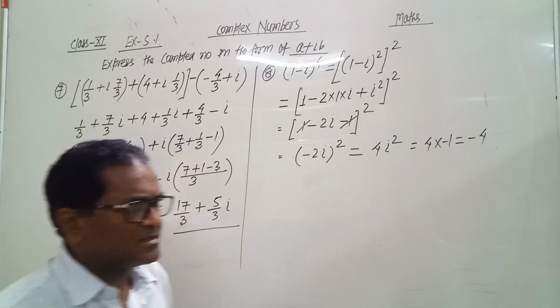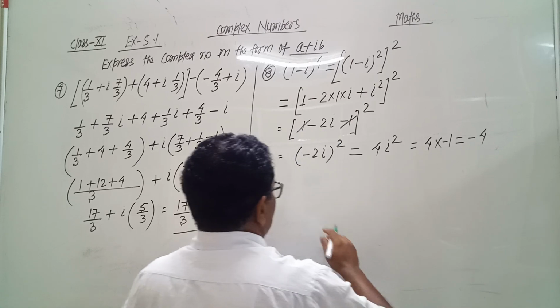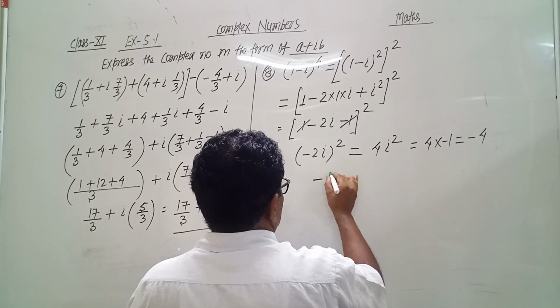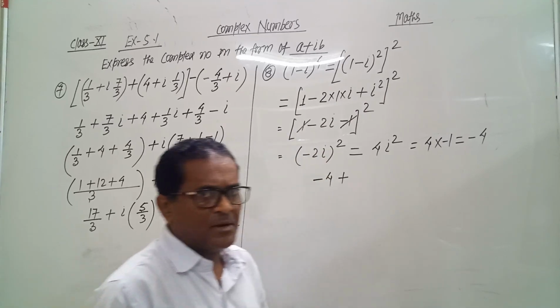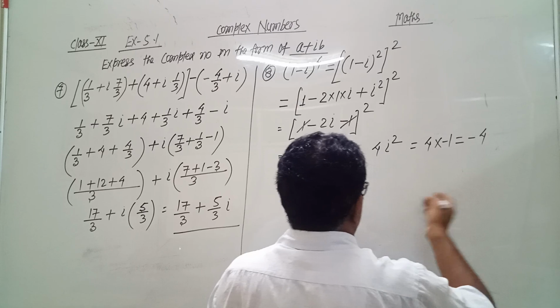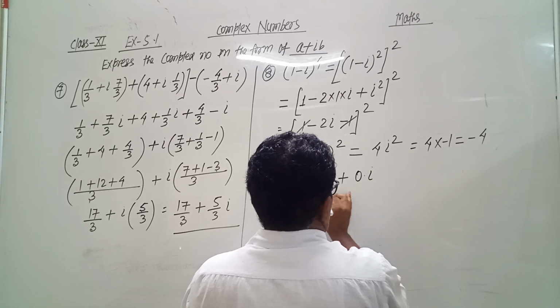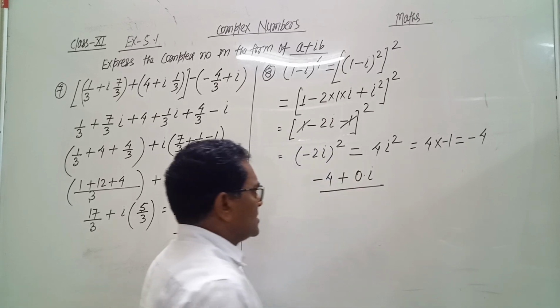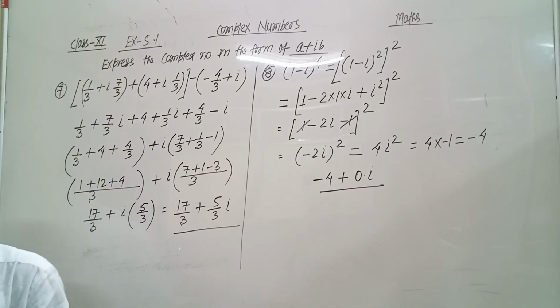Then we have to express in the form of a plus ib. So we can write minus 4 plus 0i. This is a pure real number because there is no term containing the imaginary part, where the real part is minus 4 and the imaginary part is 0.